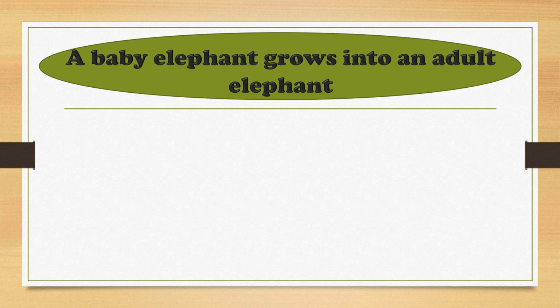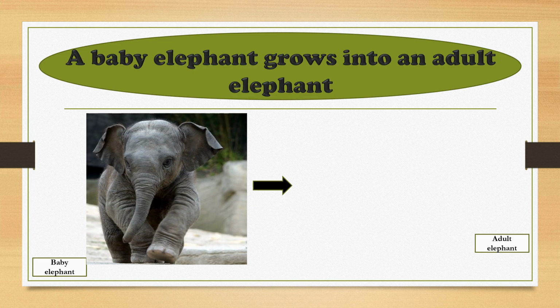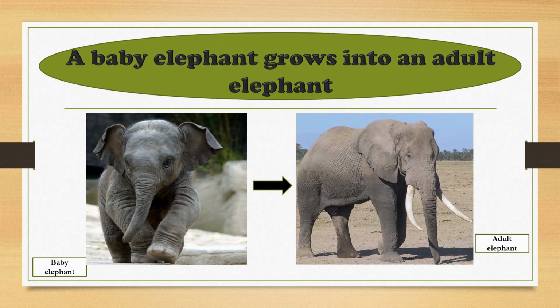A baby elephant grows into an adult elephant. Here you can see a baby elephant. After a couple of years, this baby elephant turns into an adult elephant. And this is the process of growth that occurs in the animals, in the birds, in the plants, and also in human beings.